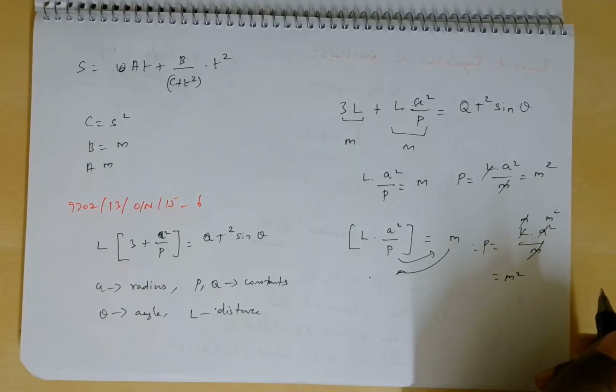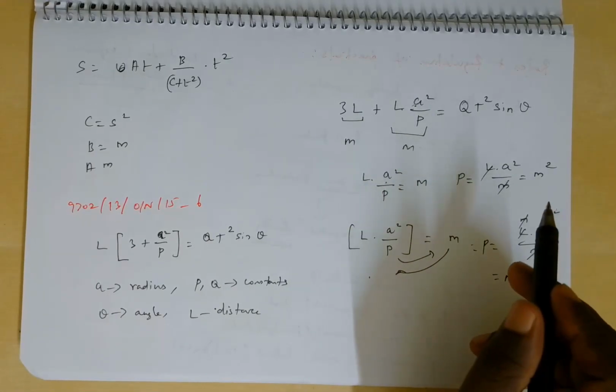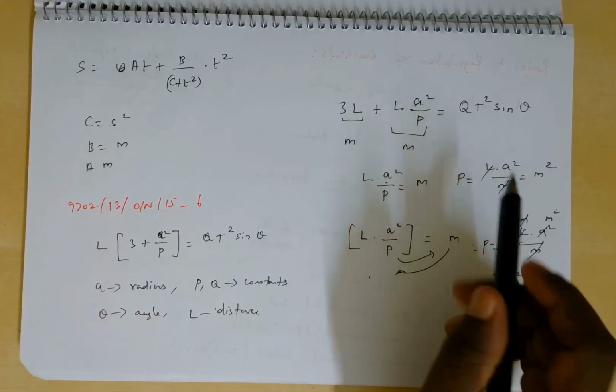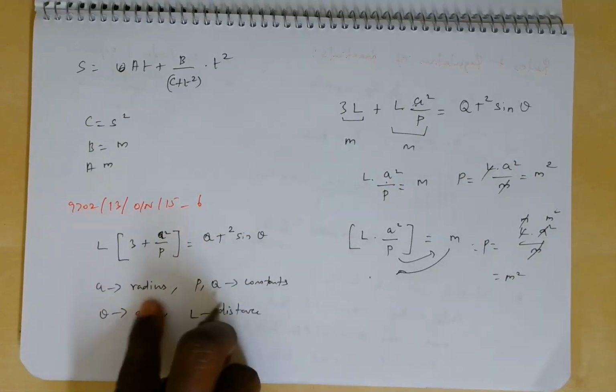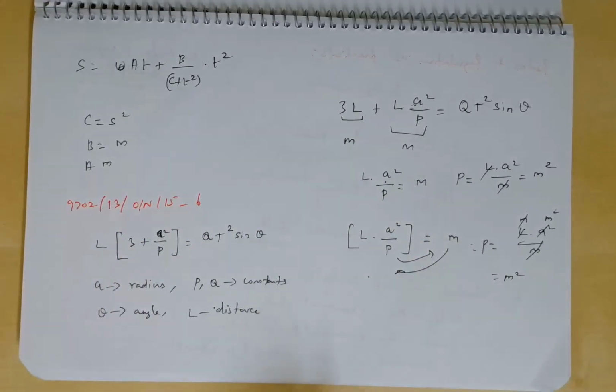Now you don't understand this step. Tell me. No, no. A is length square. Sir, here A is not area. A is length. Can you see radius? Yes. Super.